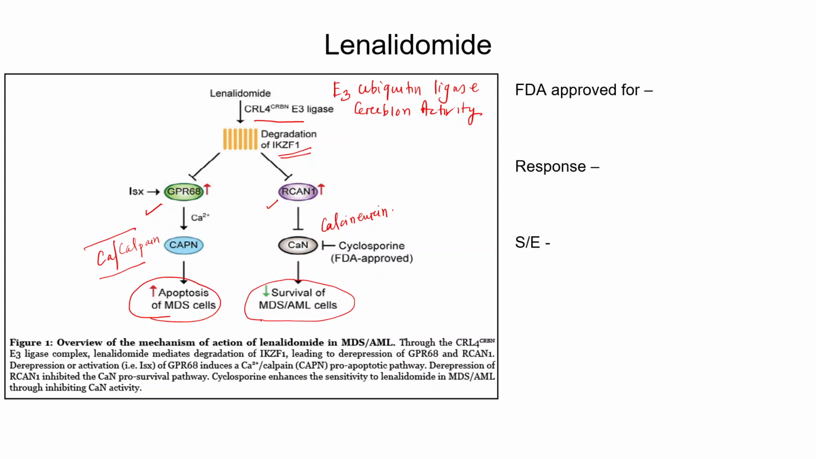Inhibition of calcineurin will cause decreased survival of MDS and AML cells, and an increase in calcium calpain will cause increased apoptosis of MDS cells. So this point is important. They cause modulation of E3 ubiquitin ligase cereblon activity that will ultimately lead to increased apoptosis of MDS cells and decreased survival of MDS and AML cells.